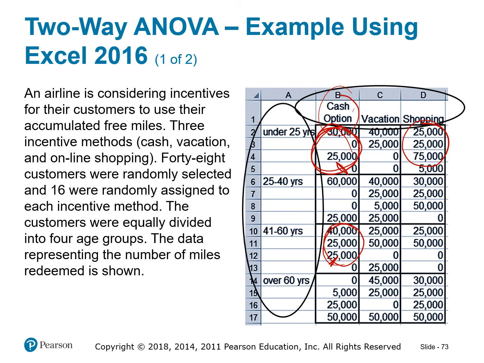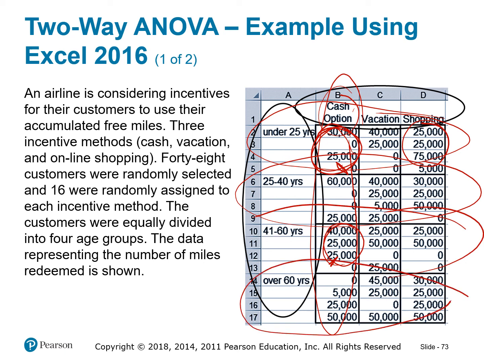So I'm going to check to see: are my rows the same? Does age group have an effect on spending? Are my columns the same? Does the option I give them for their incentives matter? Or is it a combination of those two? Do old people like shopping more than young people? That's when you're looking at combinations. This looks like a mess.